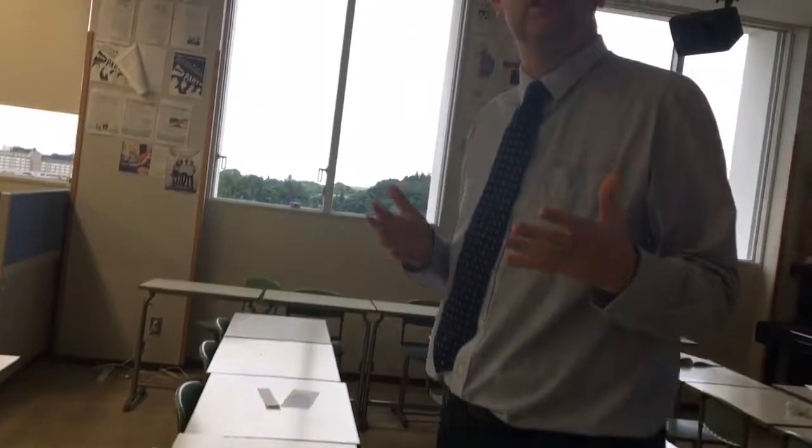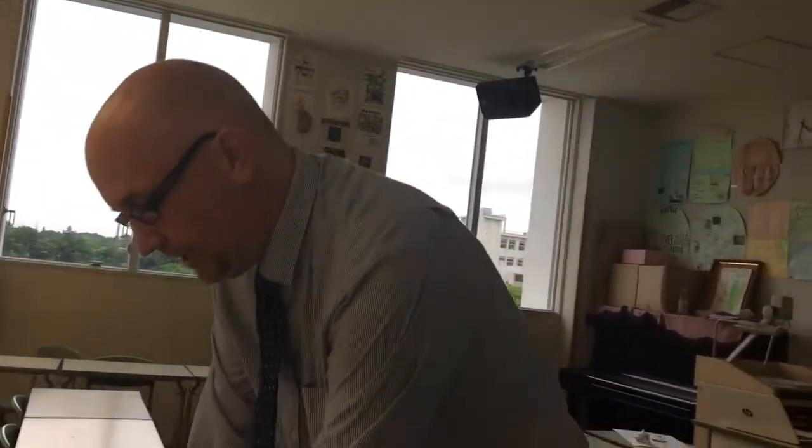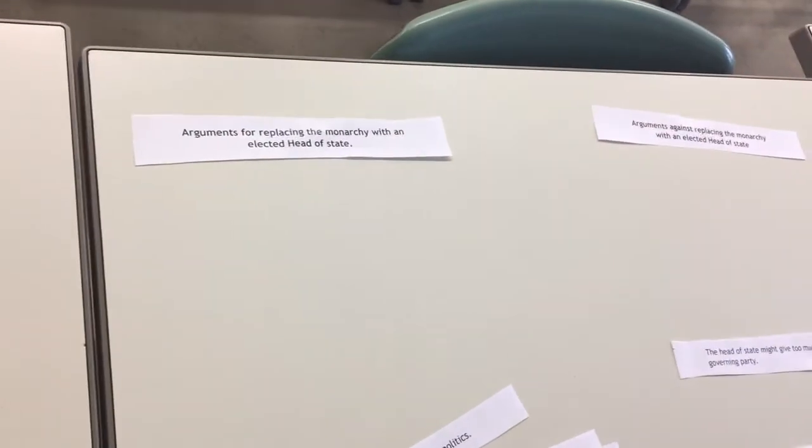In a previous teaching activity video, I did a video on card sorts. Card sorts are also a really good way to revise. Here I'm looking at my A-level politics, and I've got arguments for replacing the monarchy with an elected head of state, and arguments against replacing the monarchy with an elected head of state. So I've got a for and against. This is good revision for an essay question.